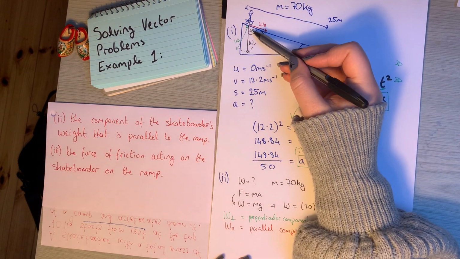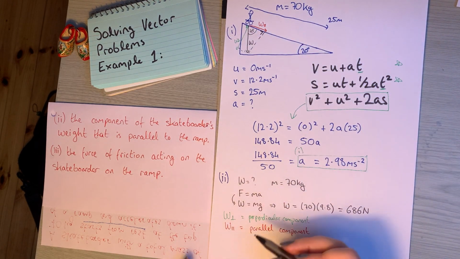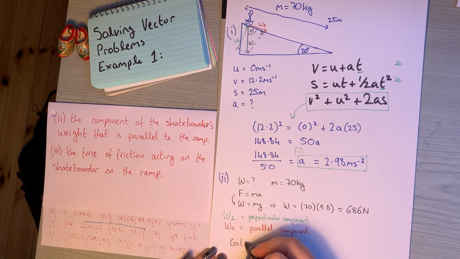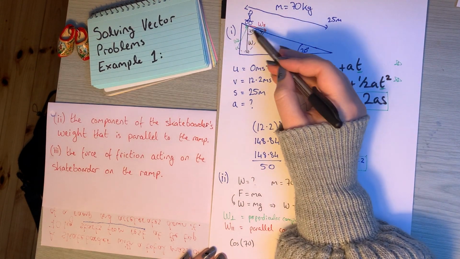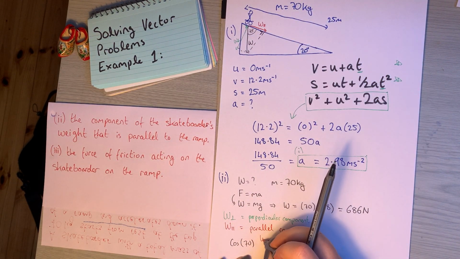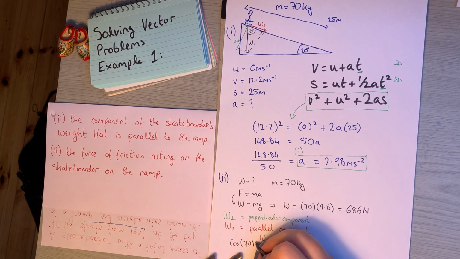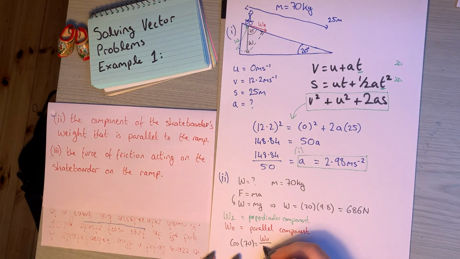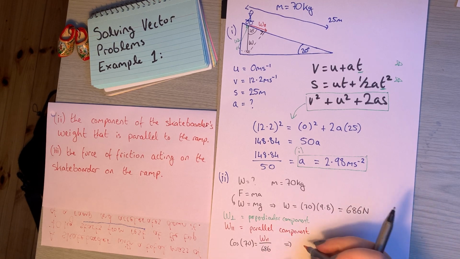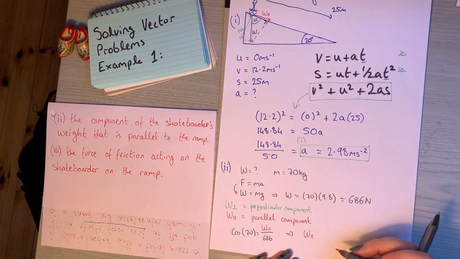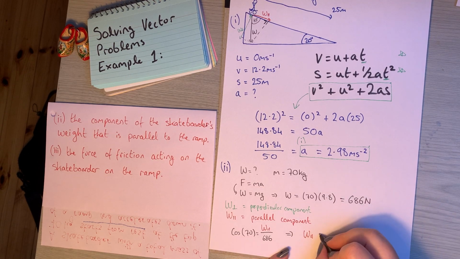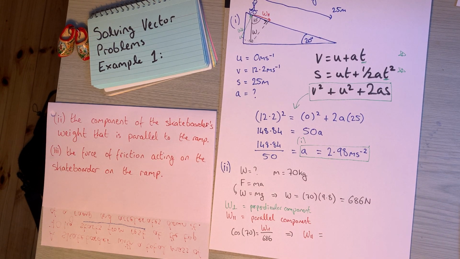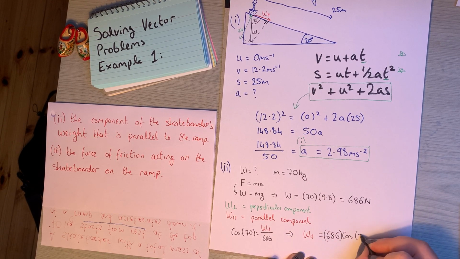So if we have a look at this angle in here, we know that cos of 70 is equal to the adjacent side, which is the parallel component, over the hypotenuse, which is our weight in this case, and that is 686 newtons, because we worked that out before. So that means that the parallel component is equal to 686 times cos of 70.